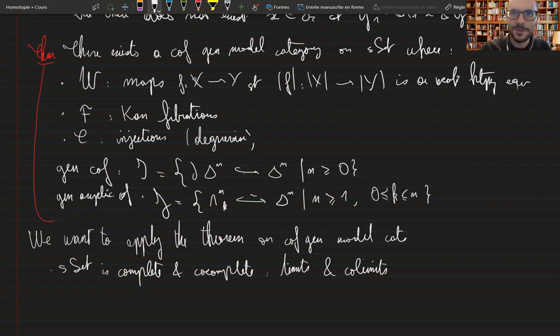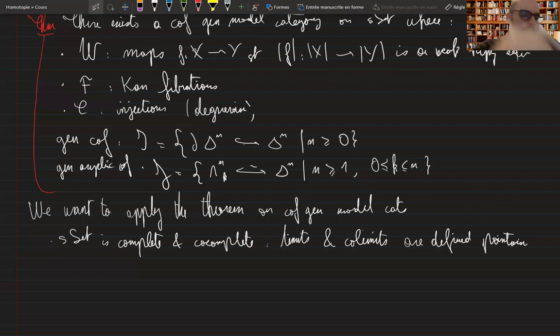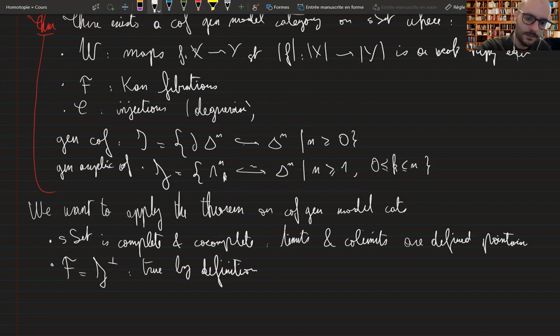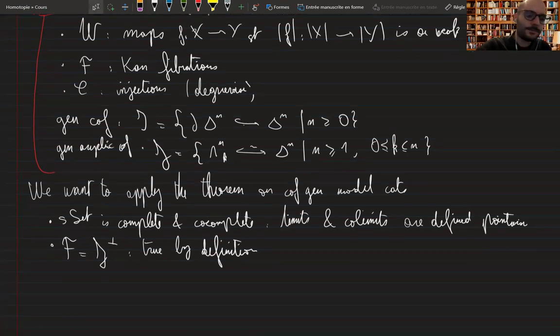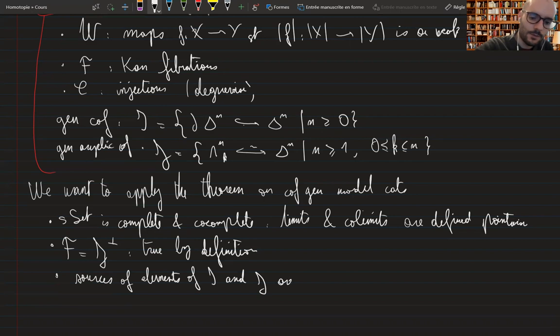I will do the easy statements first and the hard one later. Well, we define limits and colimits pointwise. All right. Another thing is that F is by definition the set of maps that have the right lifting property with respect to these maps. This is true by definition. All right. And finally, the sources of elements of I and J are small. We checked this earlier.